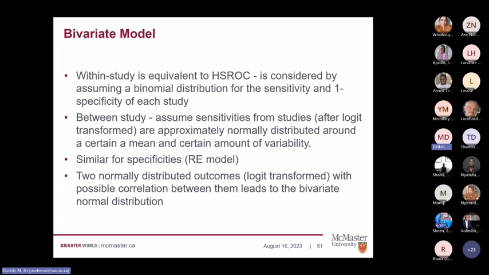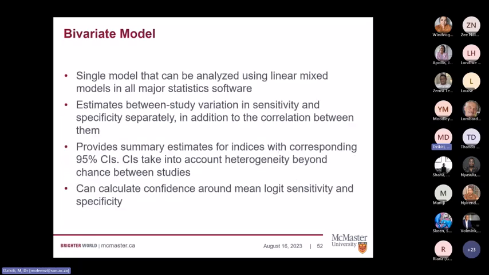Okay? And this is similar for any random effects model. And so if you have two normally distributed items and they're correlated, you make them a bivariate normal distribution. So after it's transformed, the sensitivities are normally distributed. After it's transformed, the specificities are normally distributed, and then they're correlated, and therefore you can come to a bivariate normal distribution. So once you have that data, this can be analyzed by a single linear mixed model where you put in the correlation and then the hierarchical structure for the random effects for sensitivities and specificity separately.